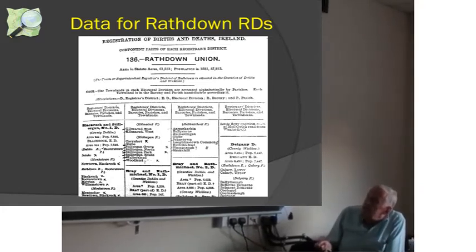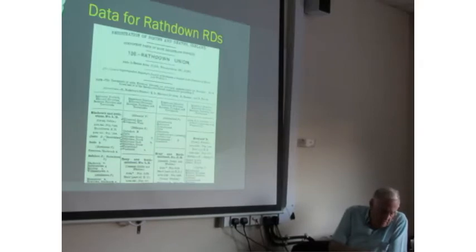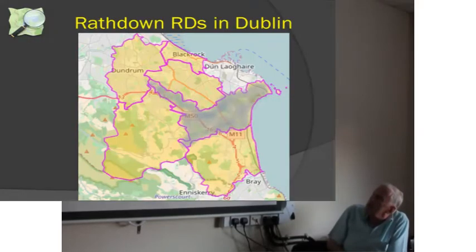But the list goes down, gives you the district, it tells you what county it was in, what ED it was in, and then what civil parish it was in, and then lists the townlands that belong to that. Hugely comprehensive list. Must have taken enormous work to produce it, but it anchors it in time, which is rather helpful.